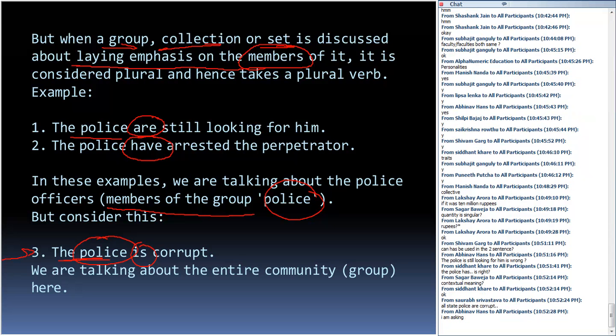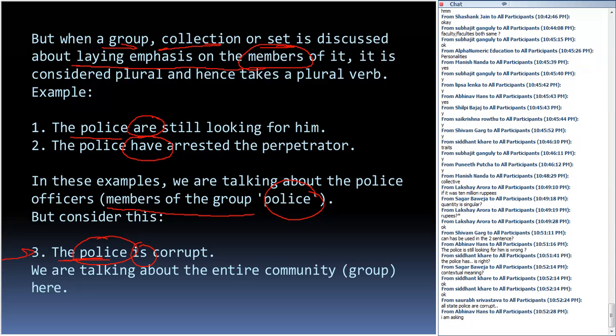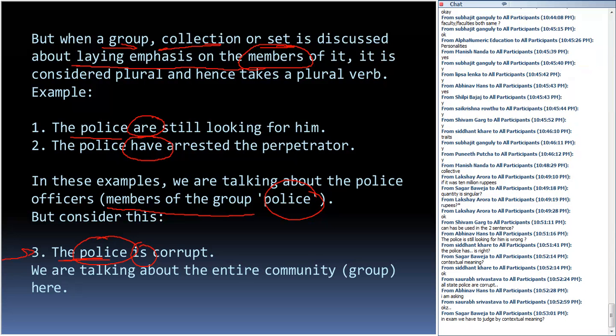Okay. बट सौरभ अगर आप लिखोगे ऑल स्टेट पुलिस आर करप्ट, you are not talking about the community, you're talking about the individual members of that community. Saurabh, that is why आपने R use किया. When you say all state police are corrupt, what you actually want to say is all state policemen are corrupt, and not the entire group.